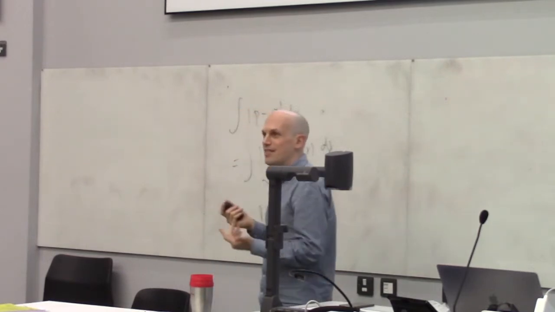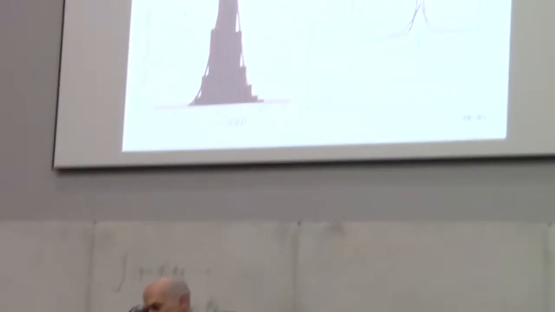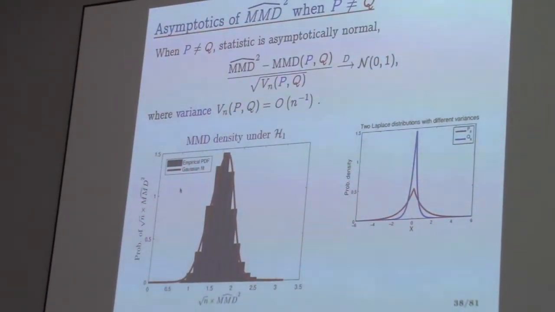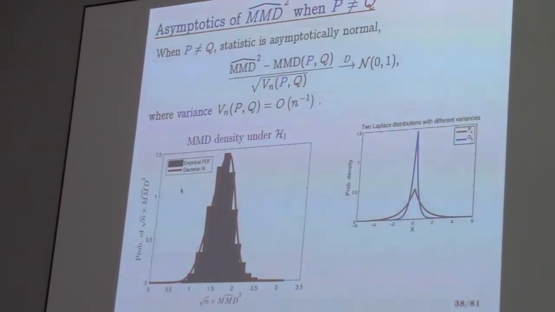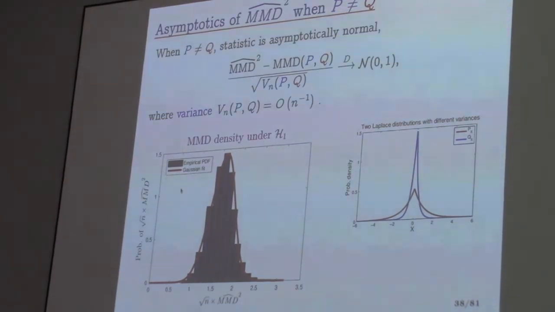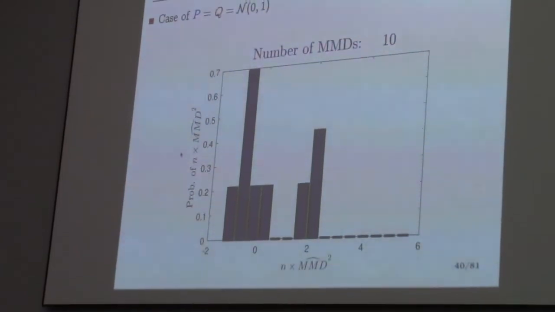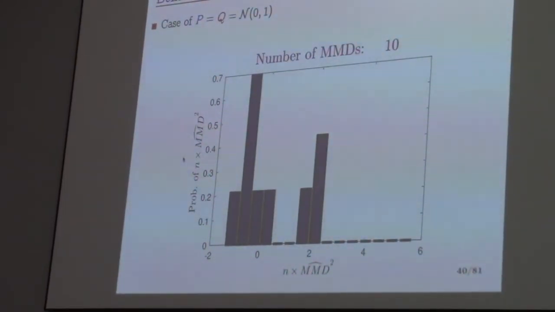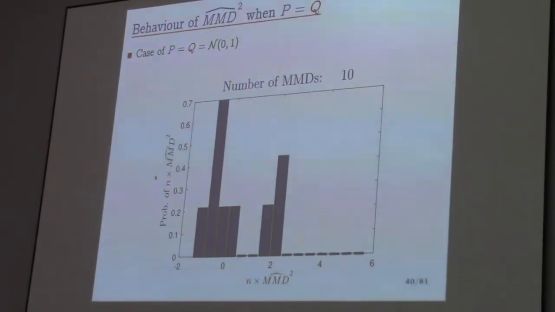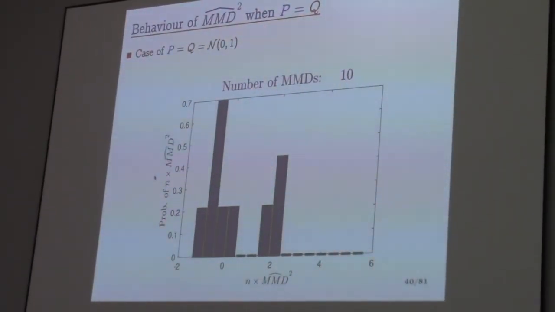So this is our statistic, but this asymptotic normality doesn't answer our question, because our question was, when P and Q are the same, how do we make a threshold such that we exceed that threshold with some probability? And I haven't answered that question, because here I've shown you what happens when P and Q are different. So let's see what happens when P and Q are the same. I've generated 10 values of the statistic. Here I've got n times MMD on the axis, so that already should worry you a little bit. And probability of seeing it.